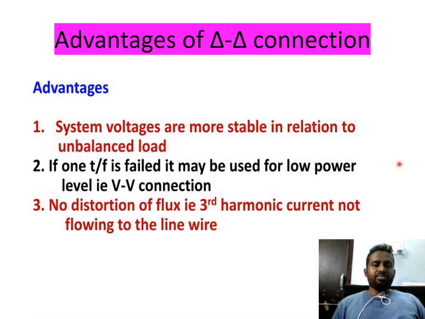What are the advantages of delta delta? The systems are more stable in relation to unbalanced load. If one of the transformers fails, the system can still continue. It may be used for low power factor levels in delta delta connection. There is no distortion of flux, as the third harmonic does not flow to the line wire.